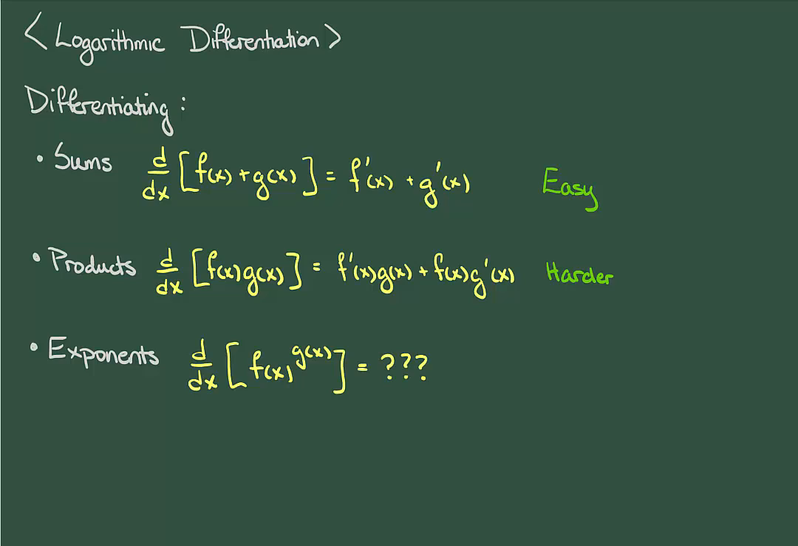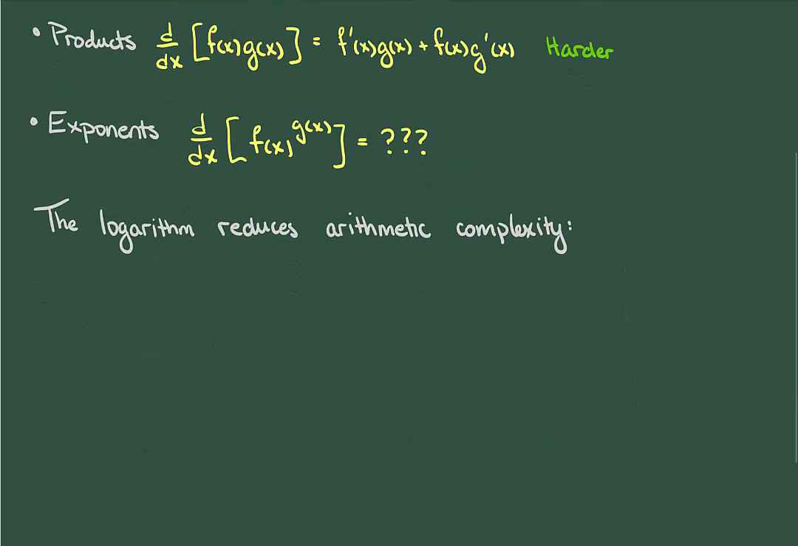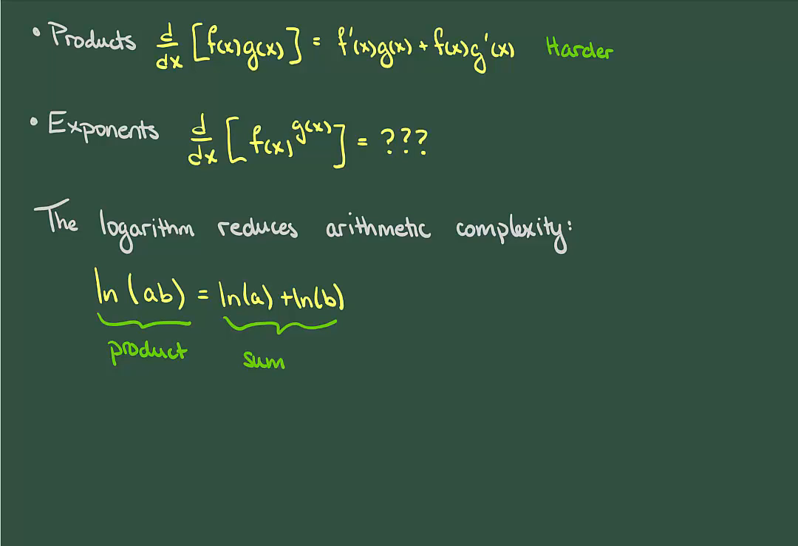So we need to be a little bit more clever, and that cleverness involves recognizing that the logarithm reduces arithmetic complexity. What I mean by this is as follows. We have two important identities for the logarithm. In the first case below, notice that we have a product on the left-hand side, which reduces to a sum on the right. The other identity is similar, where we have an exponent on the left and a product on the right.